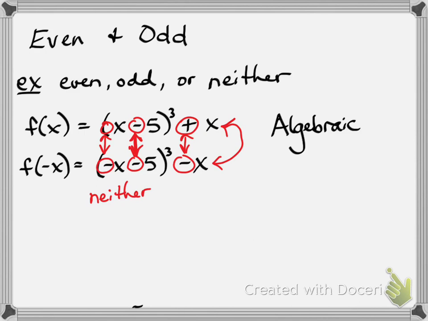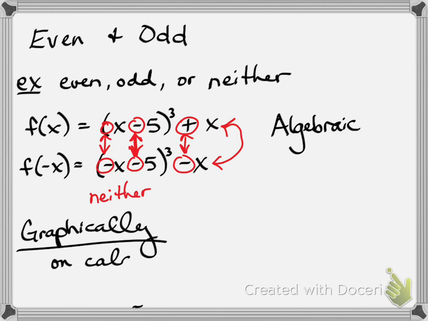Now, if we wanted to look at it graphically, we plug it into the calculator. And we look for symmetry. So let's plug this into our calculator. Parenthesis x minus 5, close parenthesis to the third, arrow out of that, plus x. I'm still zoomed in. I don't know if that's going to work for me. Nope. I need to do zoom standard to get my normal screen.